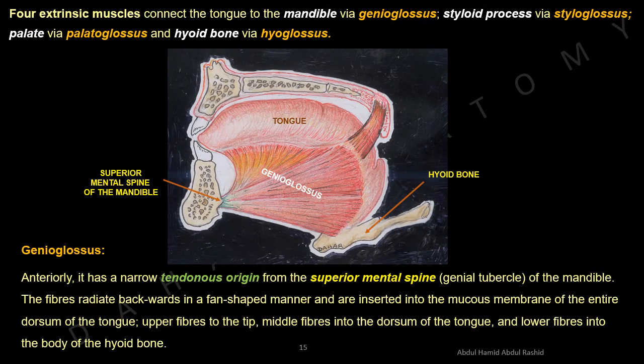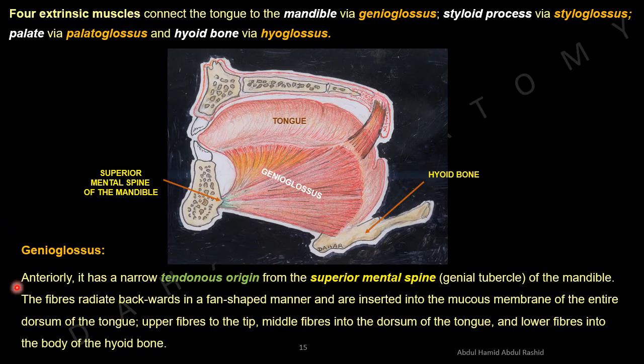4 extrinsic muscles connect the tongue to the mandible via Genioglossus, styloid process via Styloglossus, palate via Palatoglossus, and hyoid bone via Hyoglossus muscles. This is a diagram of the oral cavity and the tongue, and this is Genioglossus muscle. This is mandible, and this is superior mental spine of the mandible. This is body and greater horn of the hyoid bone.